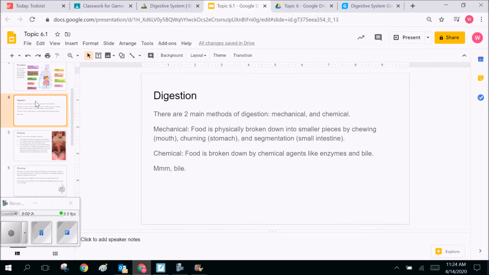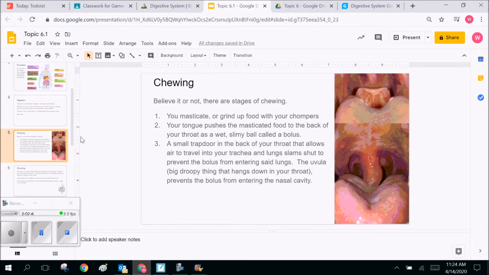For the mechanical, you're going to basically chomp it up in your chompers, and then your stomach's going to turn all over the place, and then it's going to segment up all that food in your small intestine. Chemical is when we're going to have bile and enzymes and all that wonderful acid come in and break it down into smaller pieces. So we're going to start with chewing.